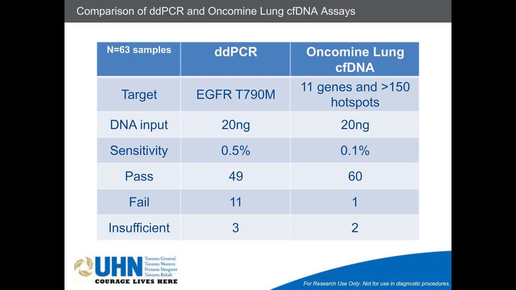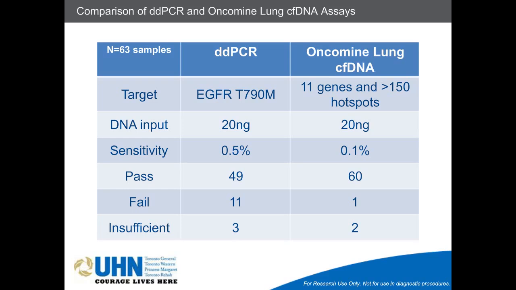So as I had mentioned, for ddPCR, we only had set up the assay for EGFR T790M. For ddPCR, each assay is one specific mutation, unless you multiplex. We hadn't multiplexed. And so our ddPCR only picked up EGFR T790M. Whereas for the Oncomine Lung, we were testing obviously the 11 genes and hotspots within those. The amount of input DNA we used was the same for both. The sensitivity for ddPCR we really felt was 0.5%, and for Oncomine we had a sensitivity down to 0.1%.